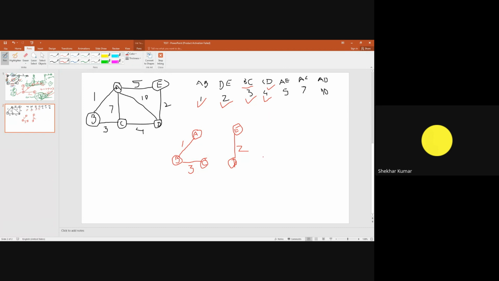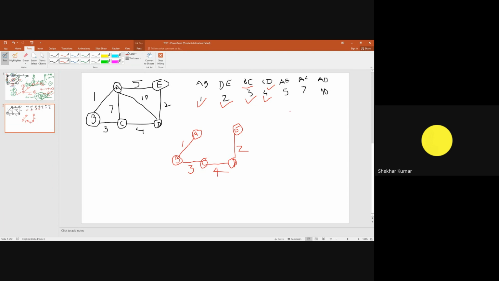Where is CD? This is CD. Is it creating a cycle or not? No, it is not creating a cycle. So I will add it in our minimum spanning tree. Now CD is added here, and the weight associated with this is 4, because it is not creating a cycle.